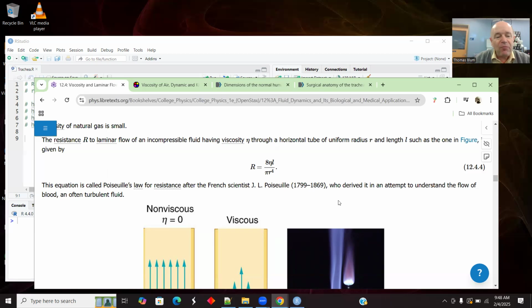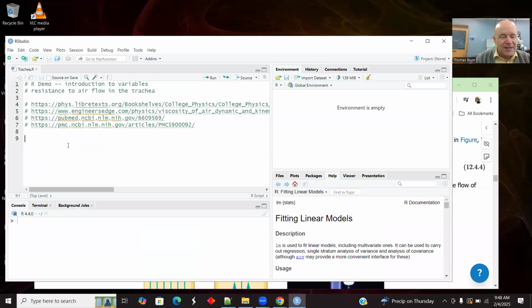All right, so that's what we want to do. We want to assign variables for eta, L, and R, then calculate this formula, and play with the idea of variables: vary the values and see what happens to the resistance. Okay, so I want an eta. I'm going to spell it out.